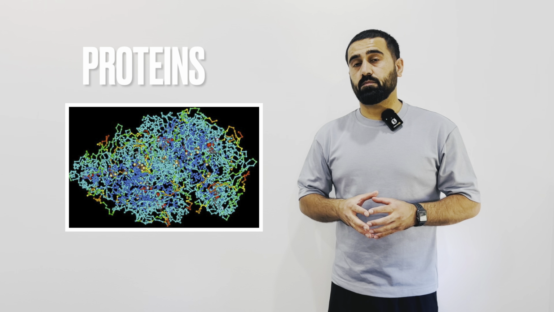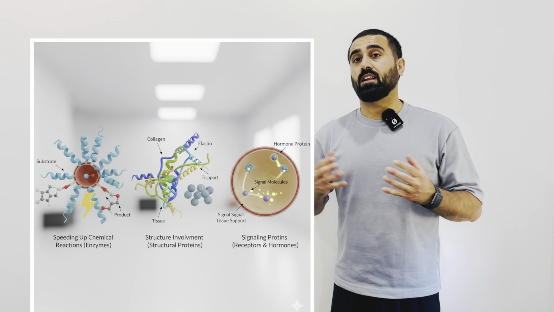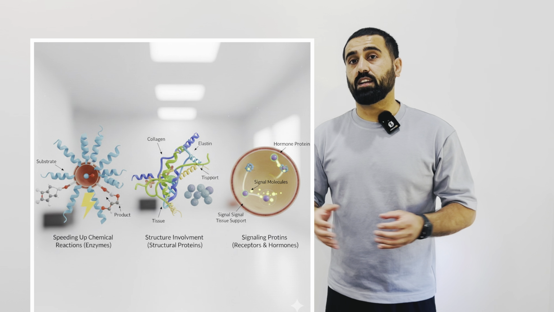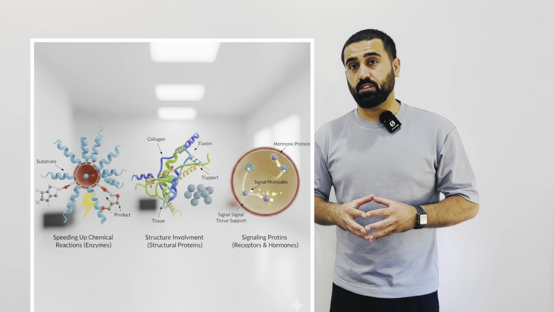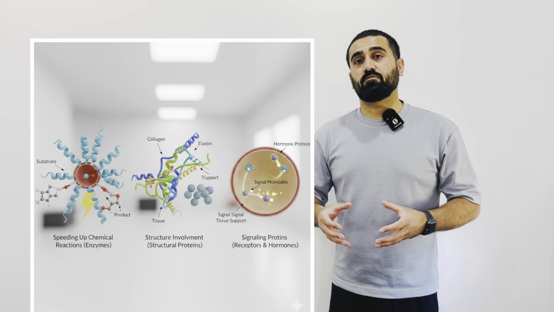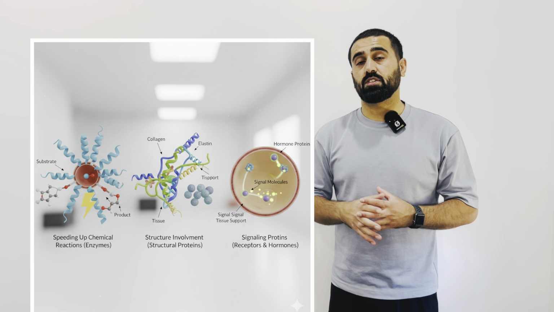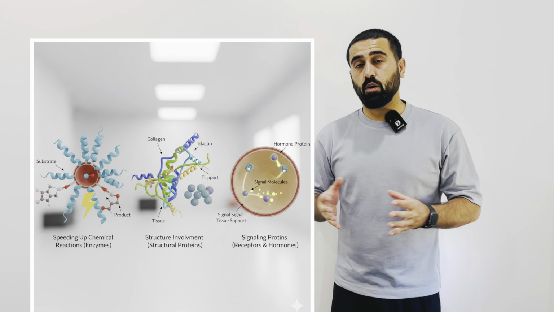The second macromolecule that we would like to discuss is proteins. Proteins are essential for organisms. They play a role in speeding up chemical reactions, like enzymes. They're involved in structure, like your keratin and your collagen. They're also involved in signaling, for example, sending messages across the body like hormones.